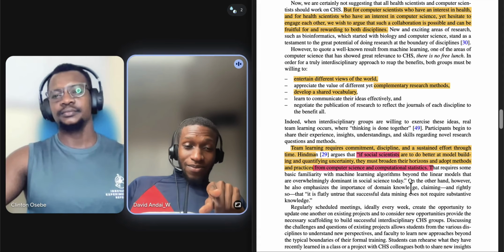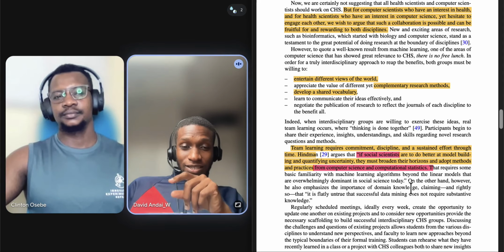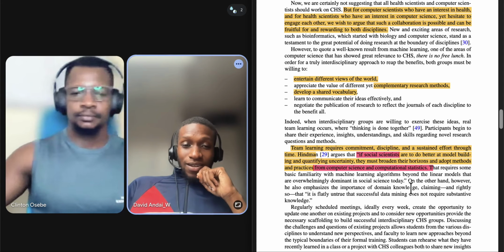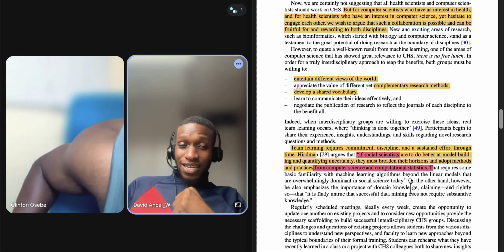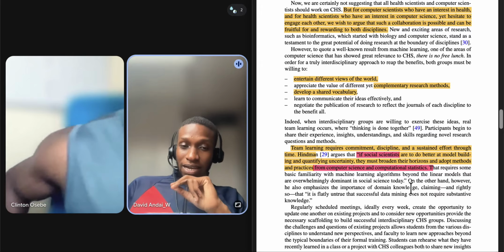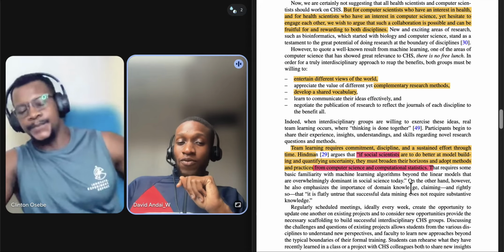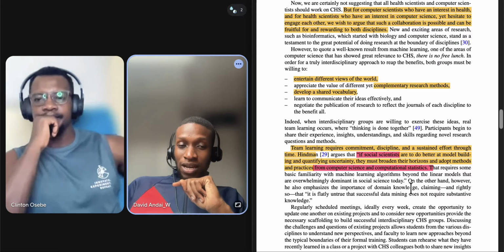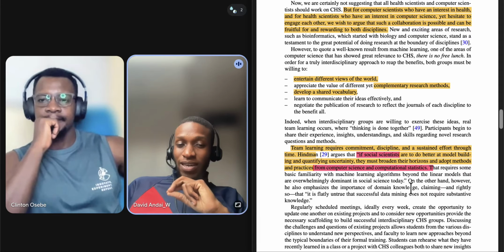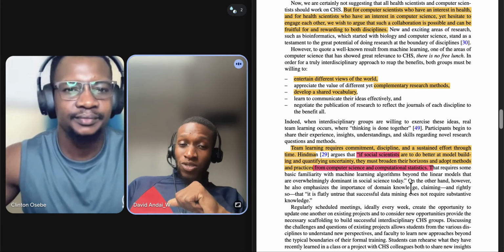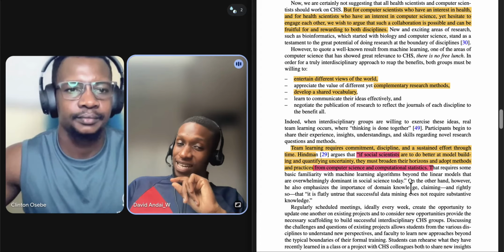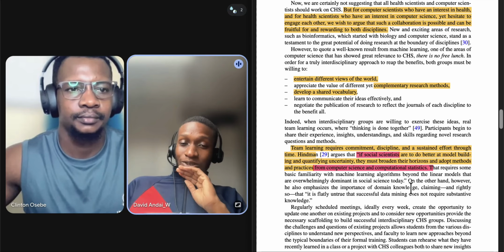Yeah, I'm reading something here which is very important. There's this paragraph that says team learning requires commitment, discipline, and a sustained effort through time. Heinemann argues that if social scientists are to do better at model building and quantifying uncertainty, they must broaden their horizons and adapt methods and practices from computer science and computational statistics. I mean, there's a lot to unpack here.